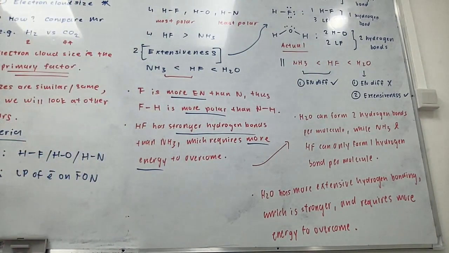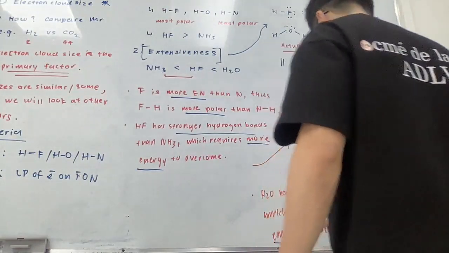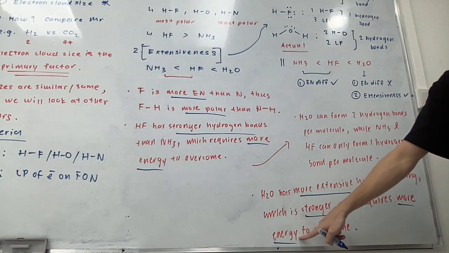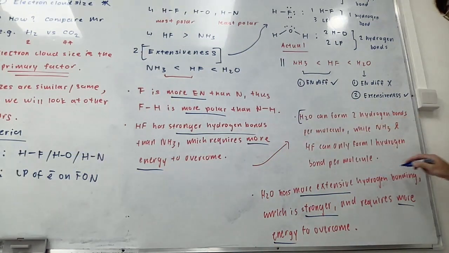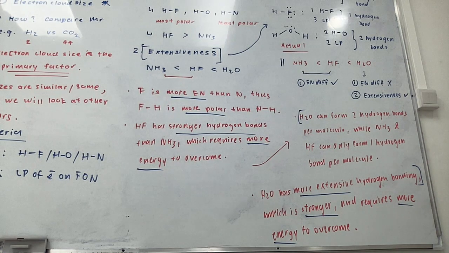So see what's happening here once again. Let's highlight the keywords. More extensive, stronger, more energy. Factor, strength, energy. Same flow. The factor is just a little bit longer, but from here to here: factor, strength, energy. This is the full explanation which will carry 3 marks.